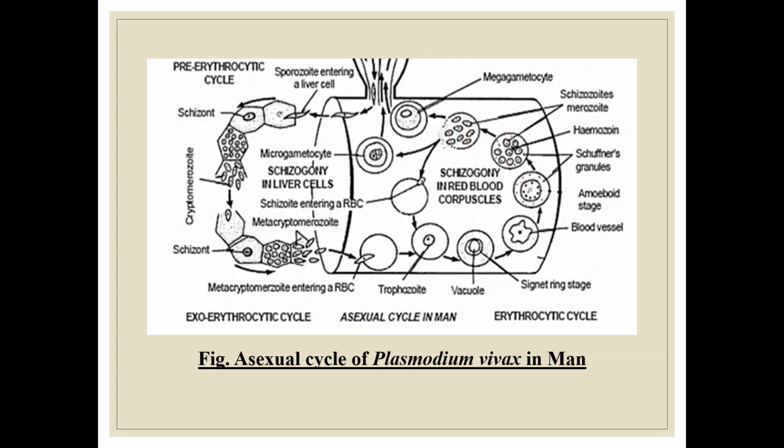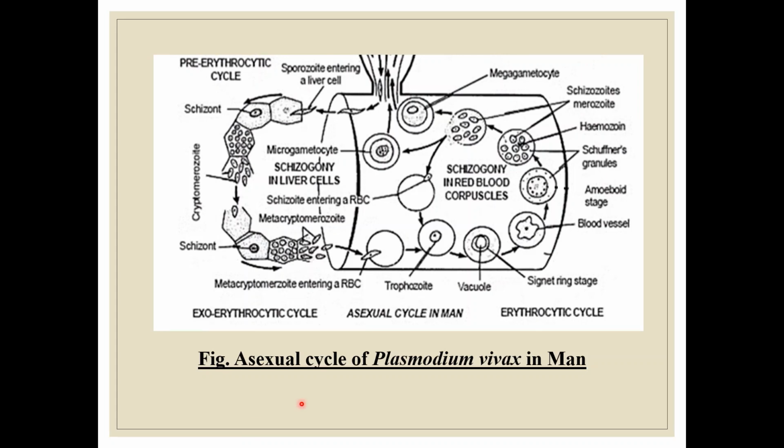At the end, the erythrocytes burst and release the merozoites along with the hemozoin. That hemozoin is responsible for the occurrence of malarial fever in the host. As the RBC bursts, the merozoites are released into the plasma. Some merozoites are destroyed by the WBC, while some merozoites infect fresh RBCs to start the erythrocytic cycle.